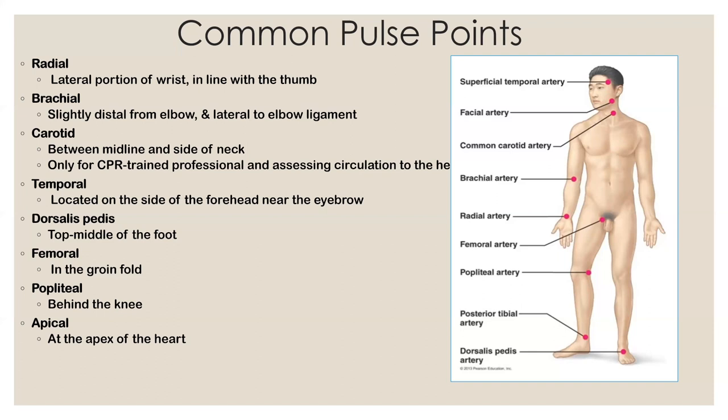Okay? So up here at the top, you'll see the superficial temporal artery, right? The temporal artery is located on the side of the forehead near the eyebrow. You can feel your pulse right there. This picture also shows a facial artery, which is over here, on the side underneath the ear at the jawline. That's not one that you're going to be checked off on.